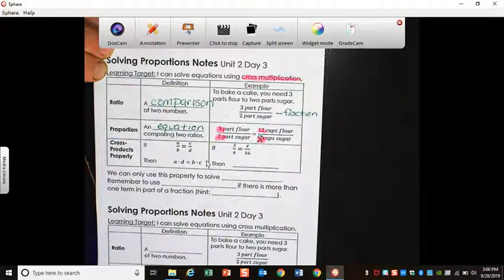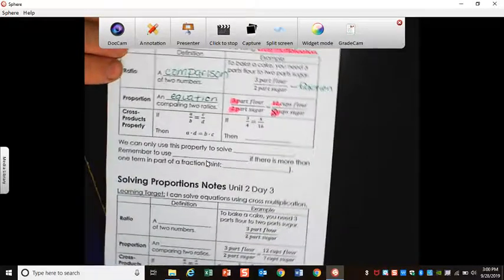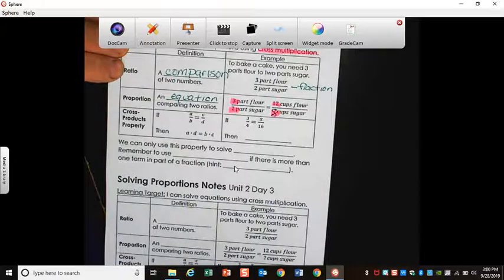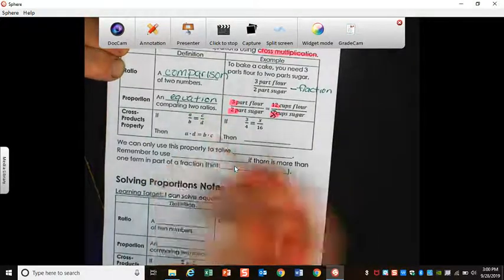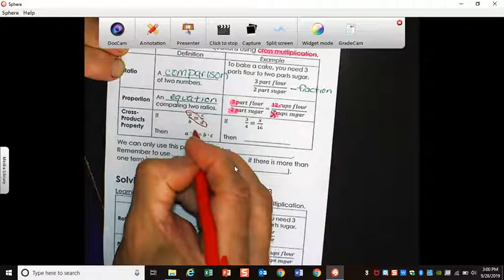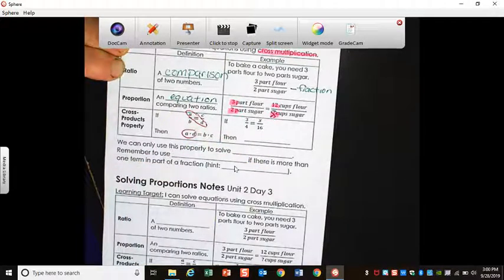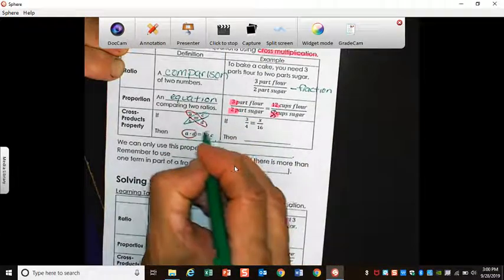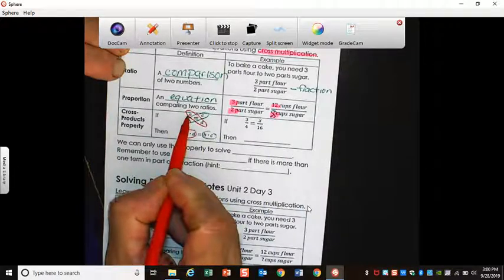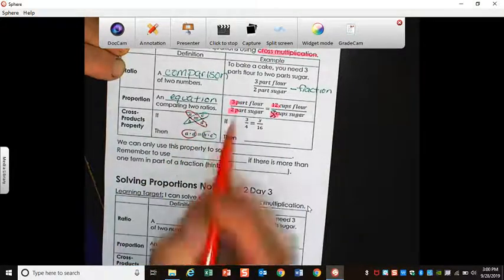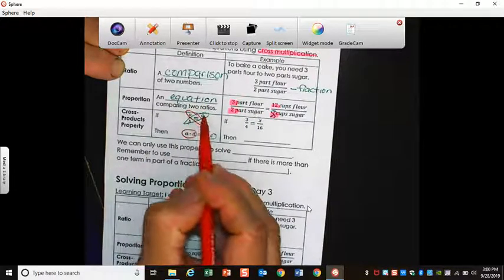So now we're going to do something we call the cross products property. We have a formula there, two ratios, A over B and C over D. The cross products property says if A over B equals C over D, then we can multiply A times D, and it's going to be equal to B times C. So we multiply the numerator of one of the ratios by the denominator of the second, and the denominator of the first by the numerator of the second.